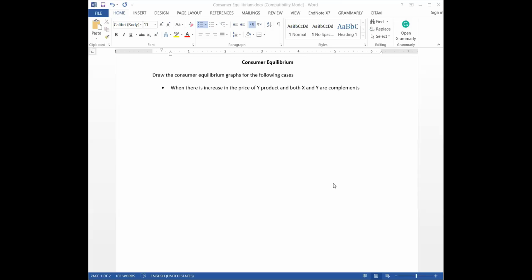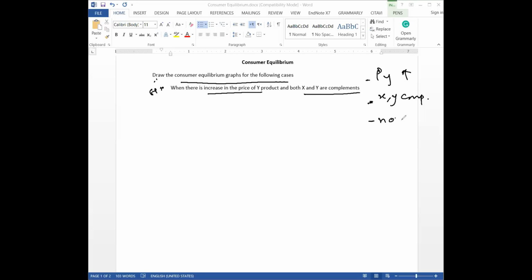So this is a question that I'm going to draw today. Before starting, you notice the type of statement. The statement is that you have to draw the consumer equilibrium graph for the following cases. Case one is when there's an increase in price of Y. The statement given is that price of Y has increased and X and Y are complements. Okay, and it has not talked about any inferior, so it means they are both normal.